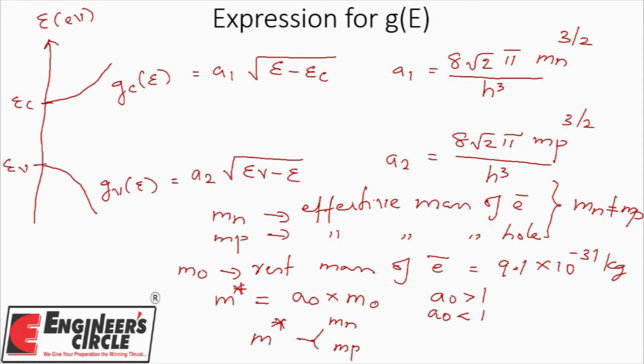So why is M0 replaced by M star? Because the electrons inside a silicon crystal are influenced by other particles. Due to that, we replace M0 with M star.